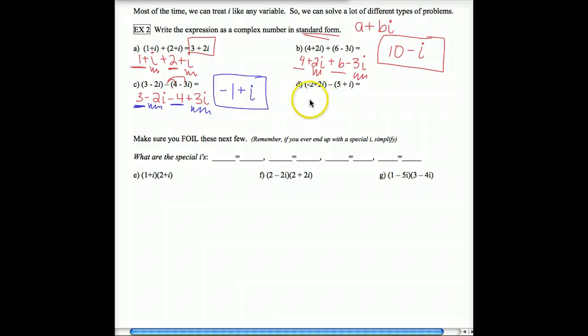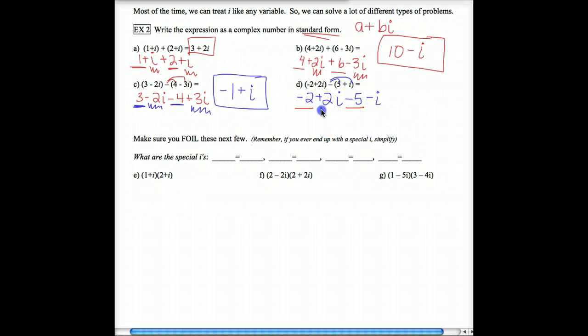All right, last one of these, so do D. Again, it's subtraction. Remember what you need to do first, and then unpause to check it. So I'm going to recopy the first one. It's subtraction, so I distribute the negative, minus 5 minus i.